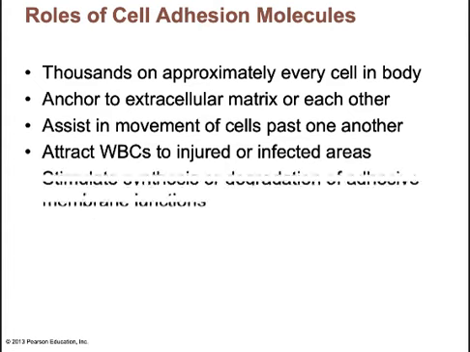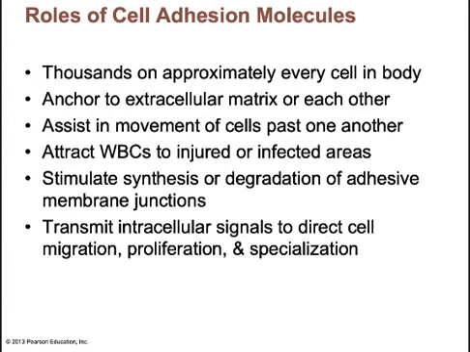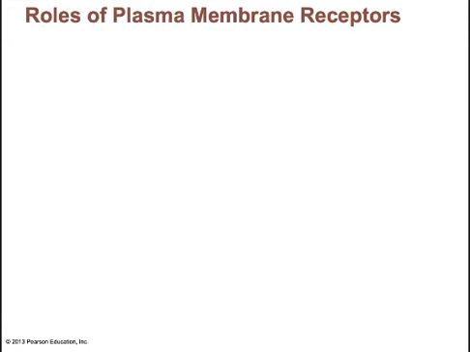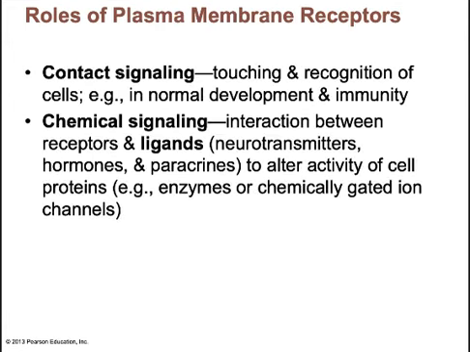They aid in the movement of cells past each other and attract white cells to injured or infected areas, sort of like a signal flare. They stimulate synthesis or breakdown of membrane junctions, and that controls the permeability of tissue layers. And they transmit intracellular signals in order to direct cell migration, proliferation, and specialization.